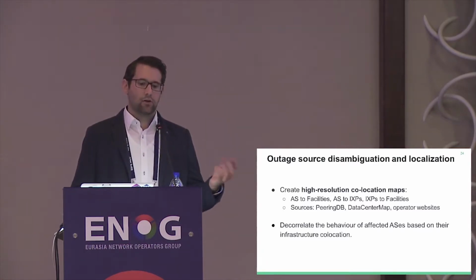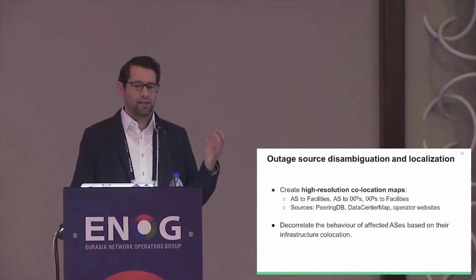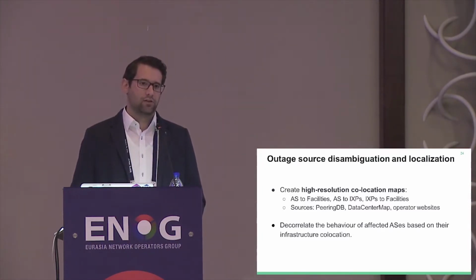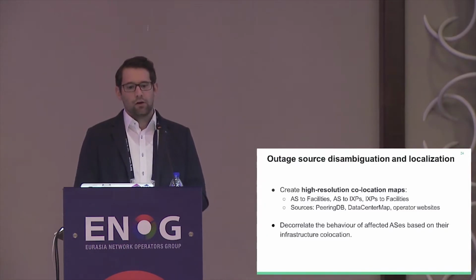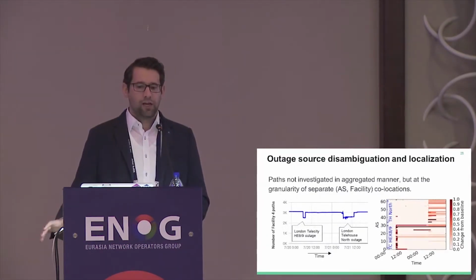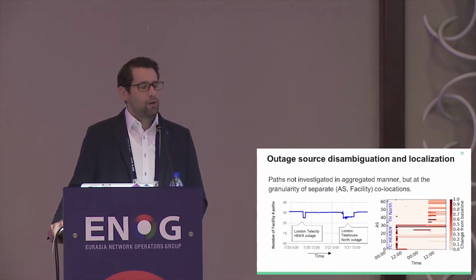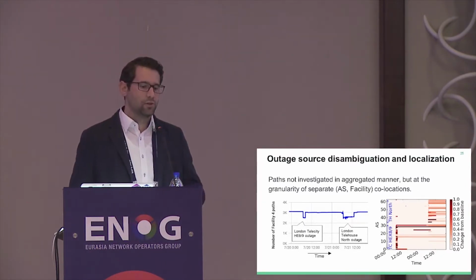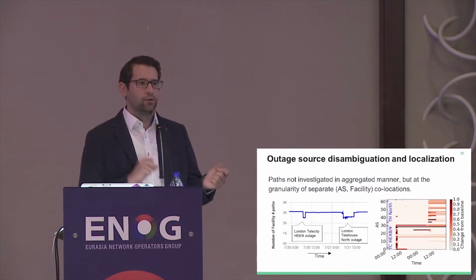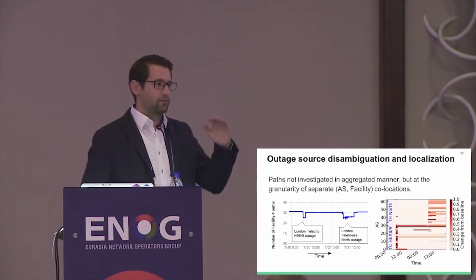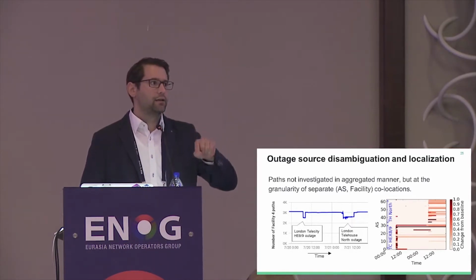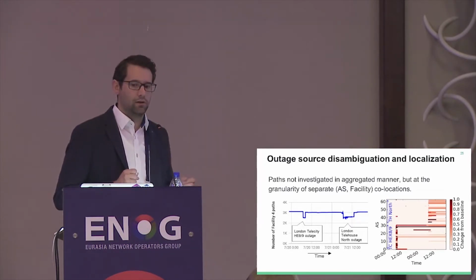And due to the correlation, the behavior of the affected ASs can be estimated based on infrastructure co-locations. So, outage source disambiguation and localization. Paths are not investigated in an aggregated manner, but at the granularity of separate ASs and facilities, which means on the left-hand side, you can see what we did before, very aggregated. So you just have this line and it goes up and down, and this seems to be your only metric.